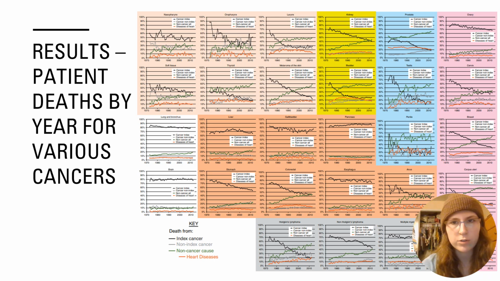But the general trend that we see here is a decrease in deaths from index cancer, so we see a negative slope there. But contrary to that, and the green is the non-cancer causes, typically as there's a decrease in the index cancer death, there is an increase in the non-cancer causes, with heart disease being a common non-cancer cause. But not a lot of difference in the non-index cancer, but the non-cancer increase is largely due to the effects of the treatment itself and the effects that it has on the body afterwards.